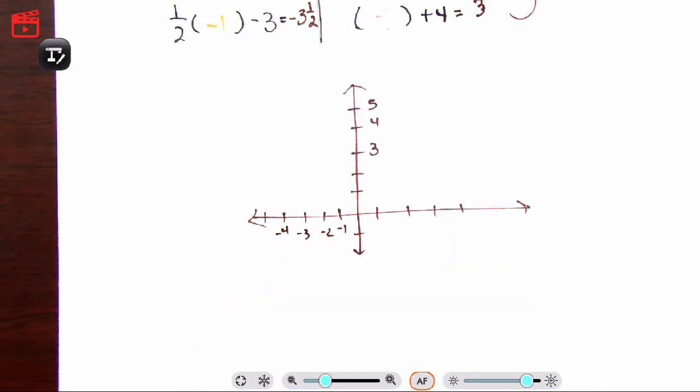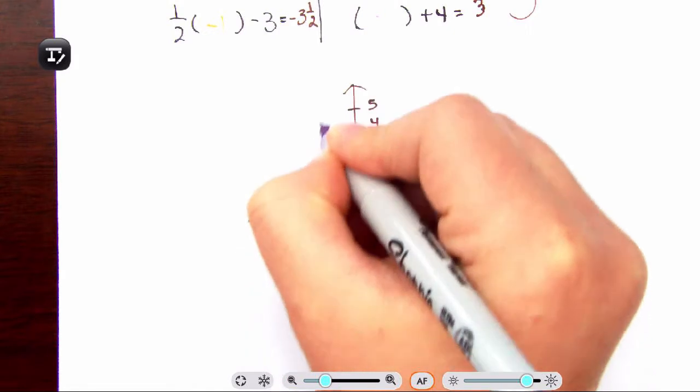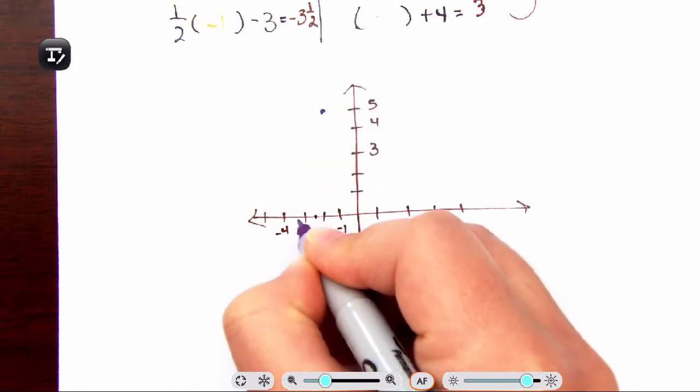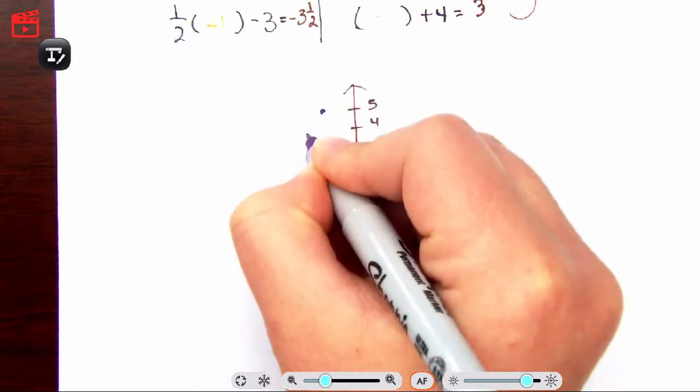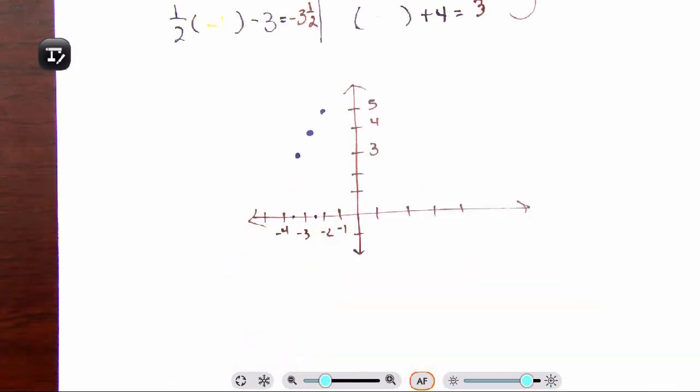Okay. So let's go ahead and try this again. I have negative 2.5 and 5. I have negative 3 and 4. And I have negative 3.5 and 3. So here are my 3 dots.